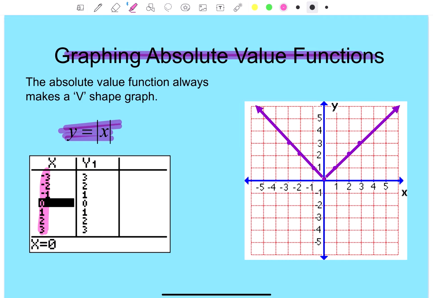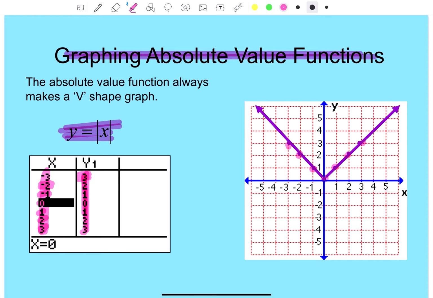So we're going to go ahead and pick x as -3. The corresponding y value will be +3 because the absolute value of -3 is +3. And pick x as -2, -1, 0, 1, 2, 3. Find the corresponding y values and plot these points and connect the dots. We can see the graph of the absolute value function looks like a V-shaped graph, like the letter V in the alphabet.